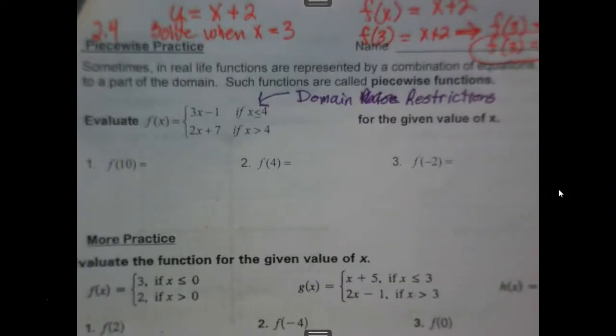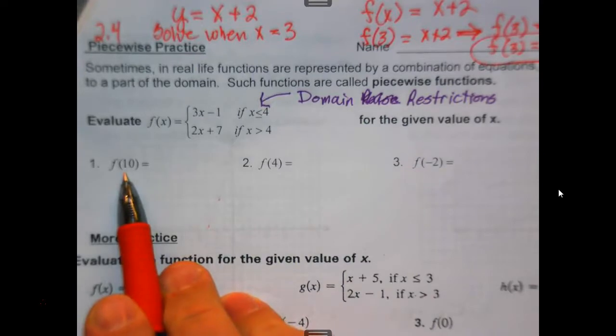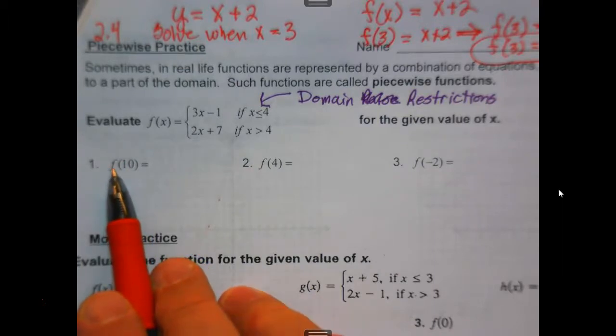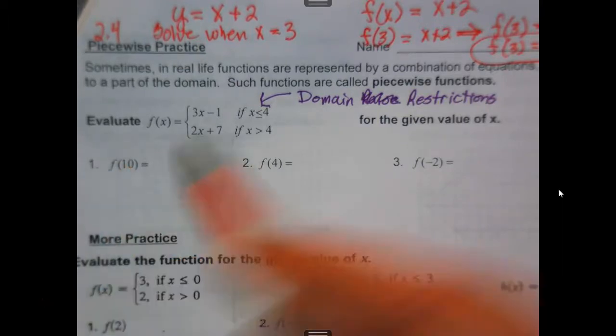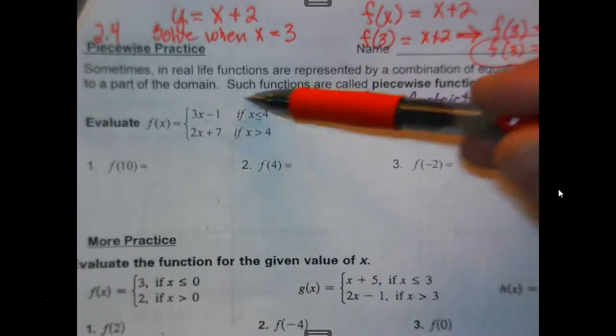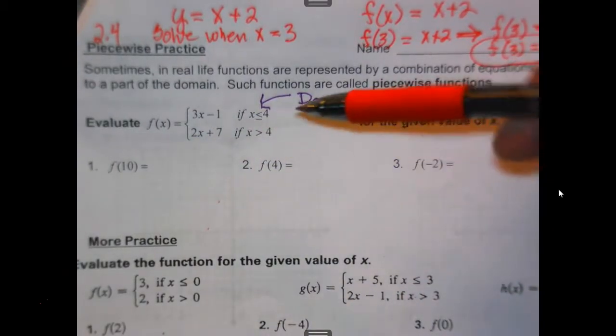Okay, so I have a choice of which one to use, and it all depends on what I choose for x. For instance, in number 1, what did I choose for x? Well, the number 10, right? We chose the number 10, or somebody did. And it says evaluate the f function when the x is 10. So you have to look at your domain restrictions to figure out which algebraic expression to solve or evaluate.